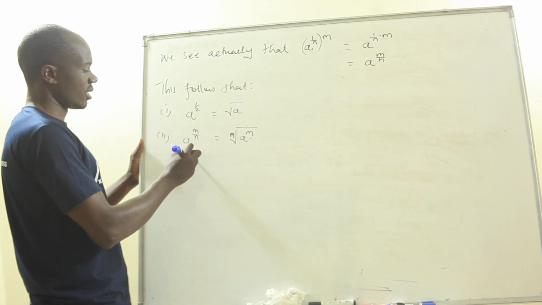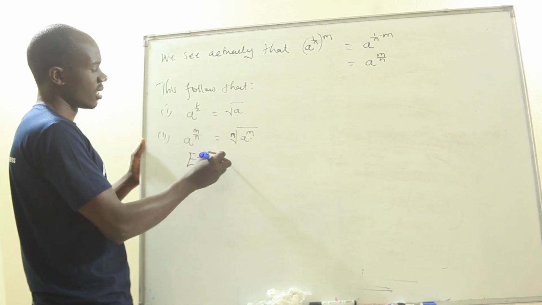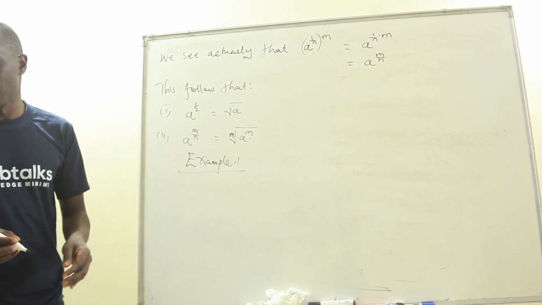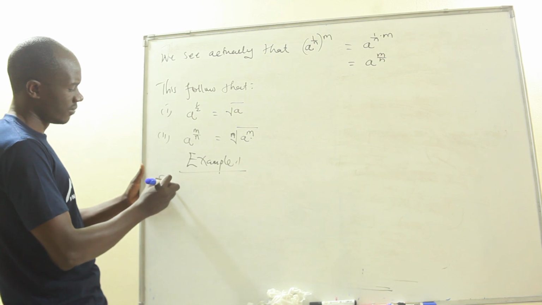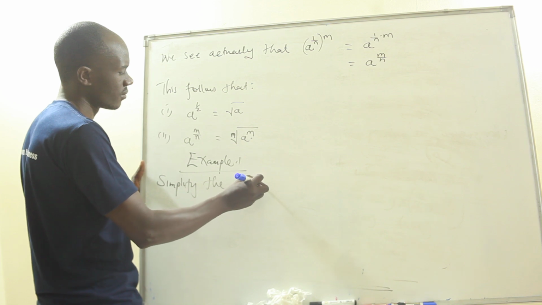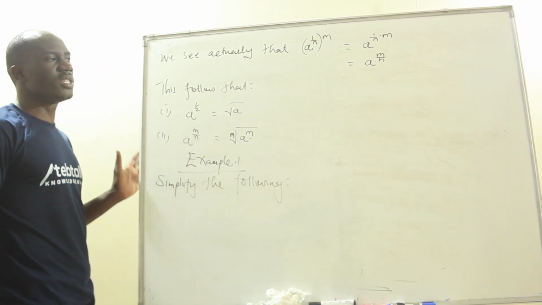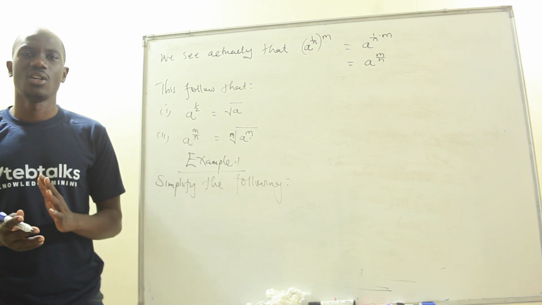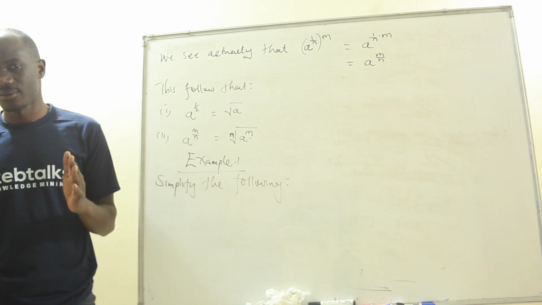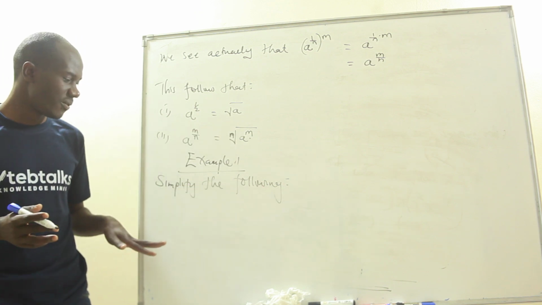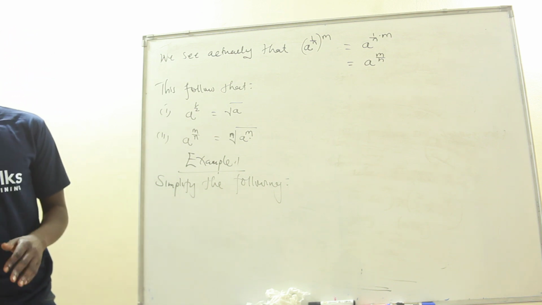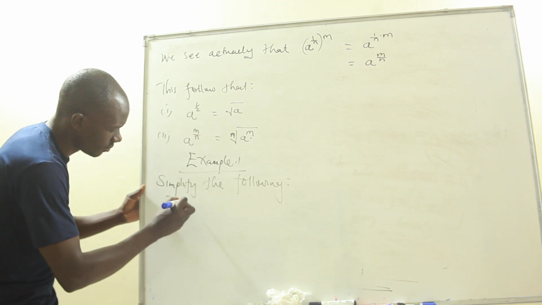So we are going to start now with our examples. Example 1 goes, simplify the following. When they say simplify in mathematics, we mean reduce it to the simplest form. They are not saying solve. Solve means you're looking for something, but simplify means reduce it to the maximum. Simplify Roman 1.